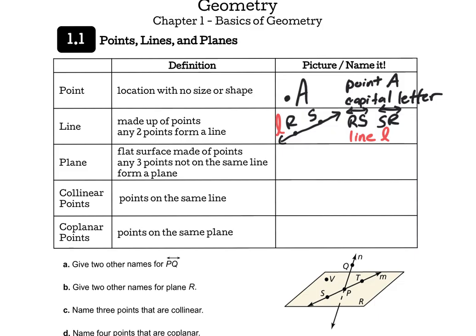A plane is a flat surface. So I think of like a piece of paper, okay? This would be considered a plane. Now, this is a little bit outside the box. Just like a line continues on forever, so does a plane.